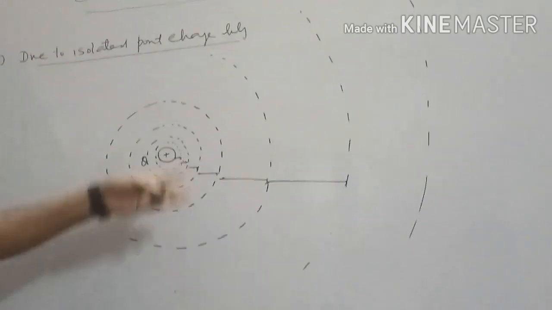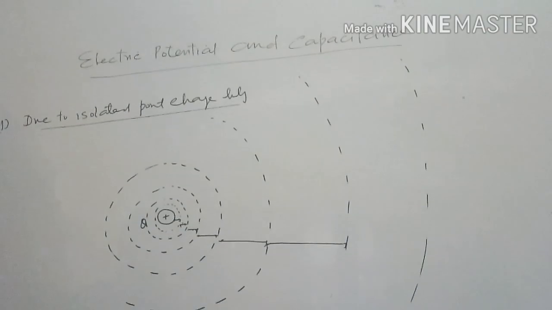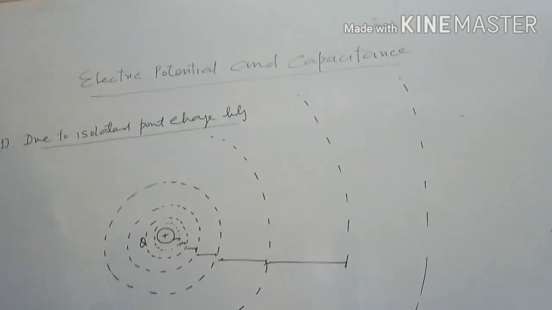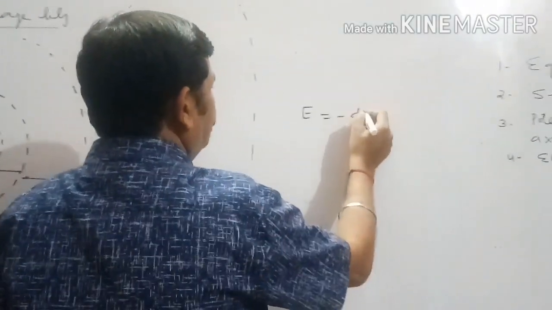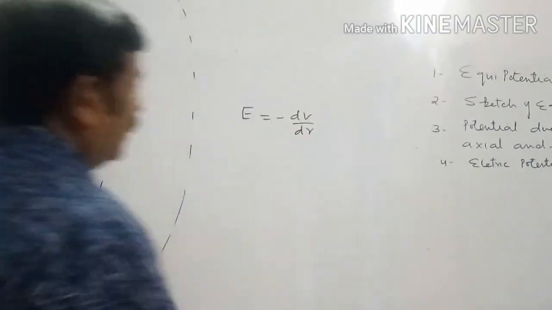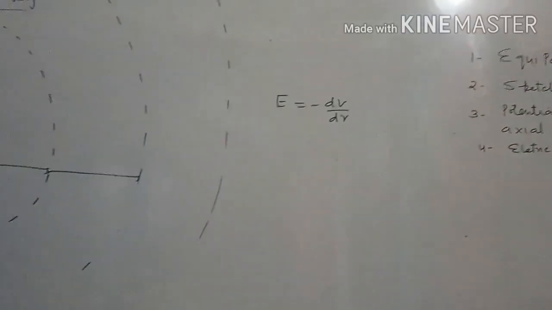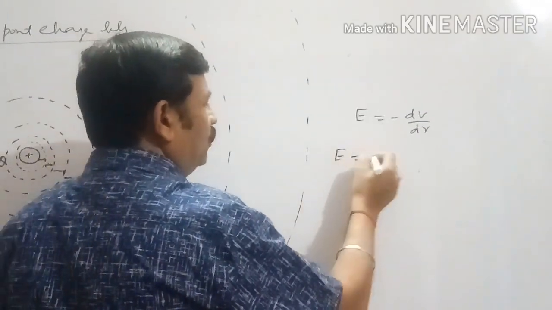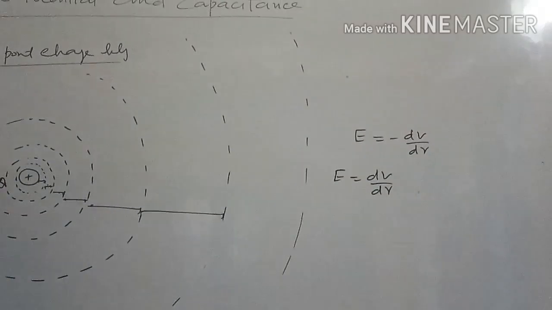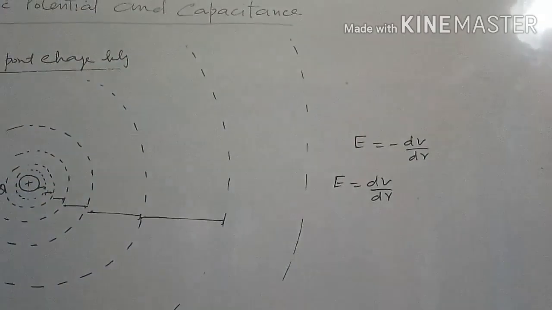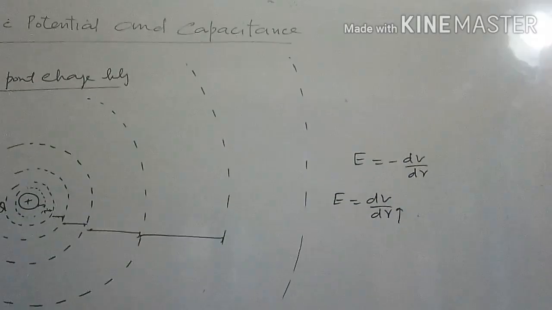Why are we saying that for an isolated point source charge body, equipotential surfaces will be concentric spheres of increasing separation? Because of the same relation, E is equal to minus dV by dr. Here the minus sign indicates that in the direction of intensity, potential decreases. So if we consider magnitude, E is equal to dV by dr. Now on moving in the forward direction, intensity is decreasing. So definitely the separation between two surfaces should be more.